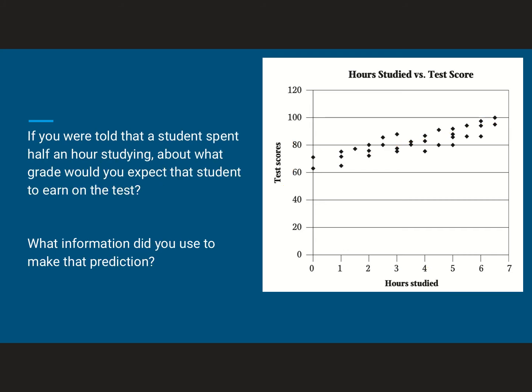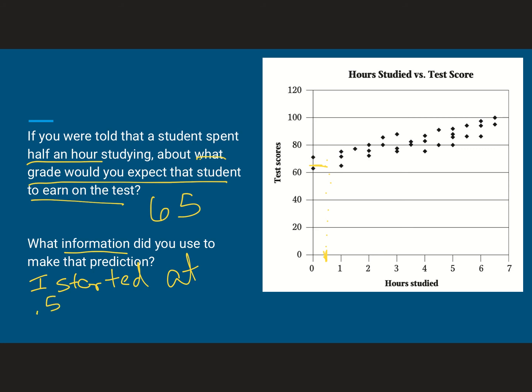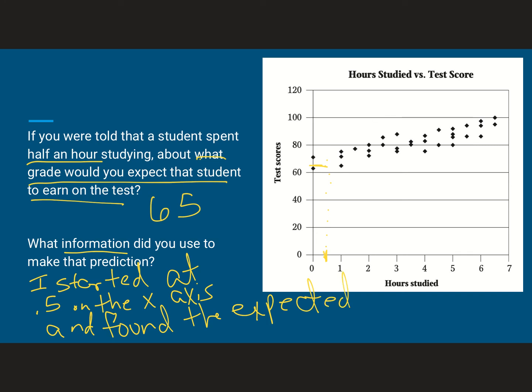Okay, so now let's look at this. If you were told a student spent half an hour studying, so we're right here, right? What would you expect the student to get on the test? Okay, so if they spent half an hour studying, that means that we're going to come directly up from here. I'd say they get, what do you think, maybe like a 65? I think maybe a 65%. What information did you use to make this prediction? Well, I started at 0.5 on the x-axis and found the expected y value. Okay? Not too bad.